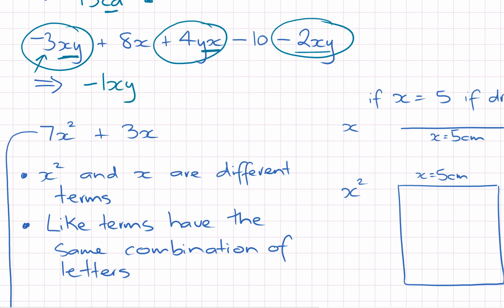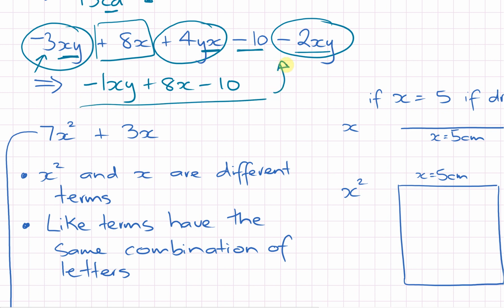Okay, next term. There's an x term there, and there's no other x term, so I'm going to write plus 8x here. And then I've got a number here, which I'm going to tag on to the end. Okay, so that is this expression simplified.